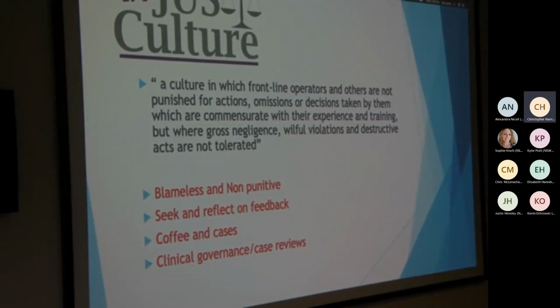But essentially, it's that blameless, non-punitive environment that we work in, a place where we can seek and reflect on our feedback. And I think the tangible examples that we would have would be our coffee and cases, our clinical governance and case reviews, mortality and morbidity meetings. Again, I think probably quite pertinent to have those examples for the exam.